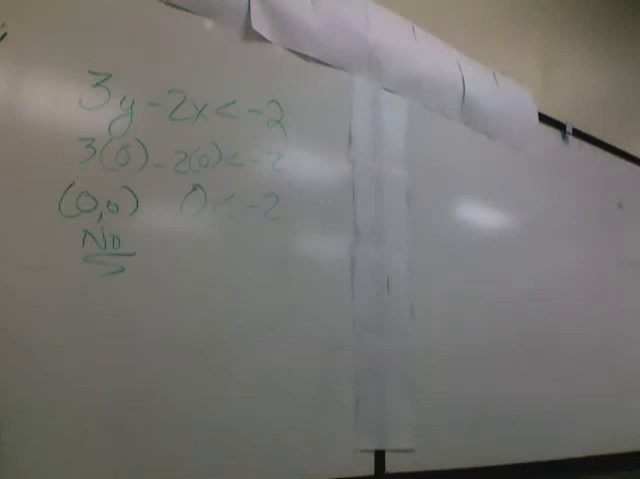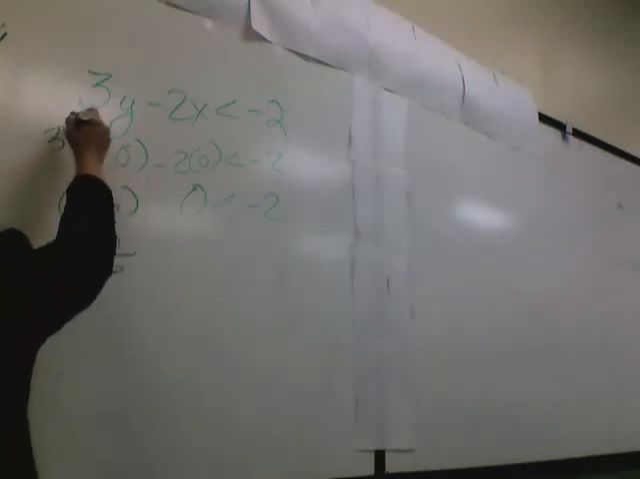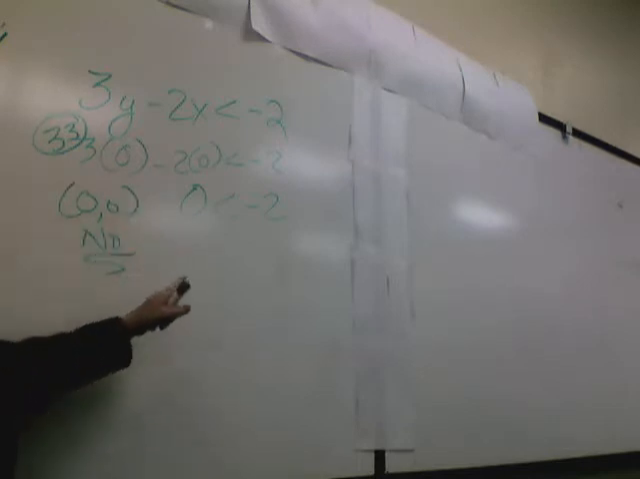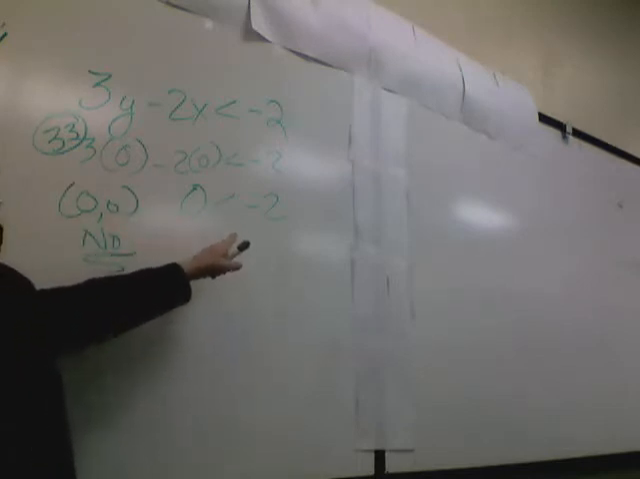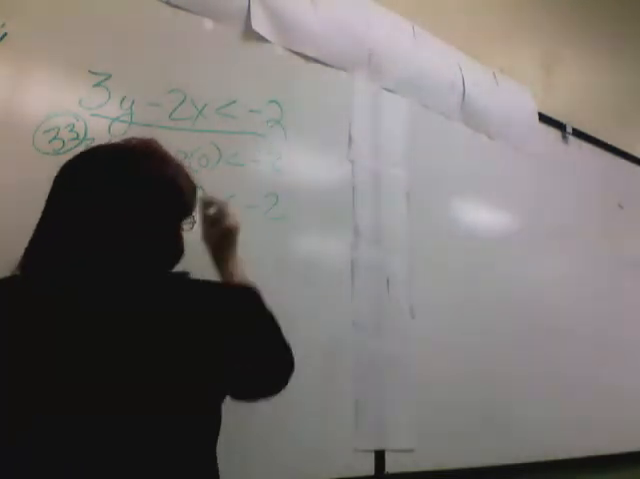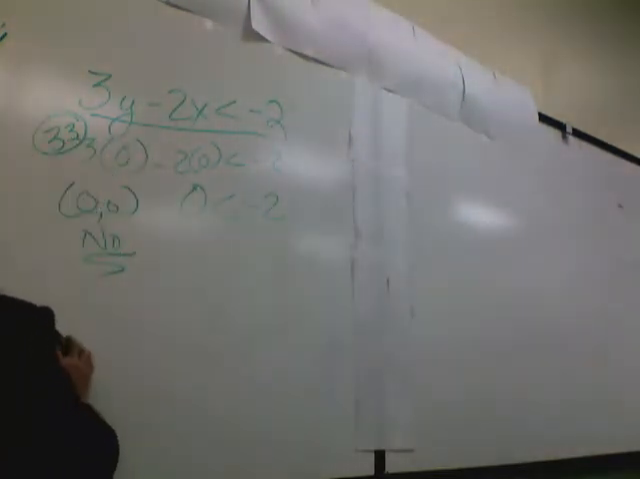Okay, this was number 33, that had the .00. We plugged it in. 0 is not less than -2, so it was a no. So now we'll do 34 using this same inequality.